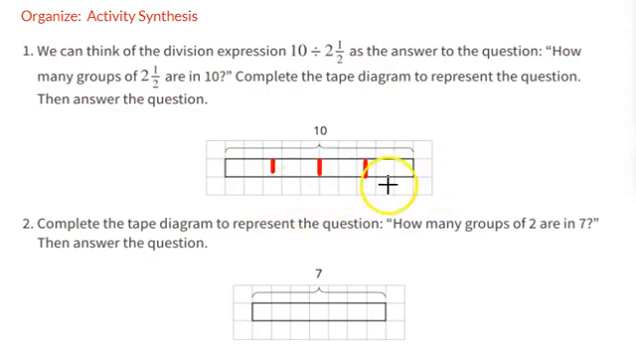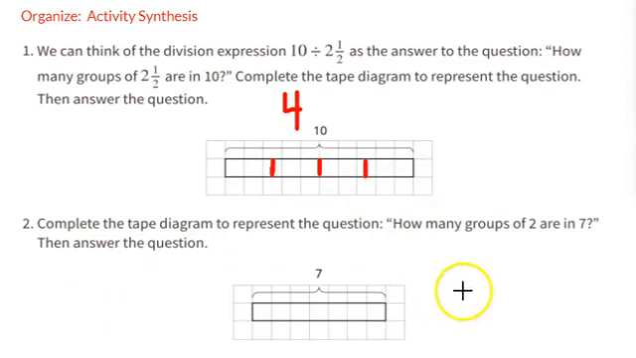How many groups did we make? 4, right? How do I know that that's true? Well, because I've taken 10 and broken it up into groups of 2 1/2. So there's my 2 whole and then the half, and I split that with the next one. Same with the other parts.